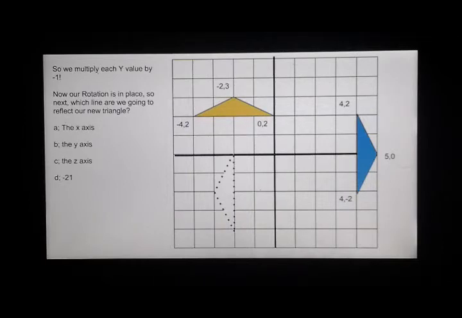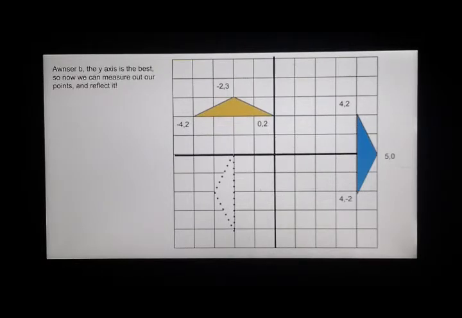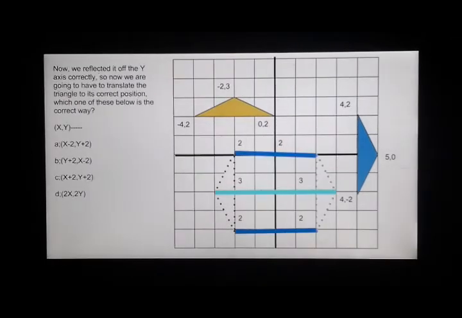Well, how are we going to reflect it now? Because we got to get it flipped around for the shown by the new triangle. So, are we going to flip it over the x-axis, the y-axis, the z-axis, or negative 21? Answer B, the y-axis, is the best. So now we can measure out our points and reflect it.